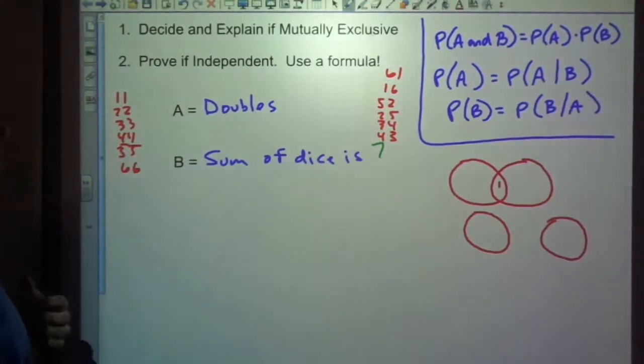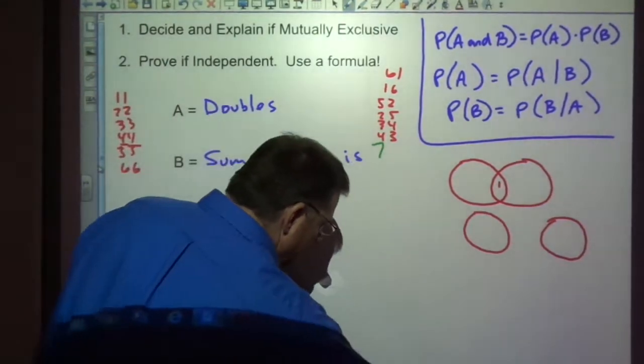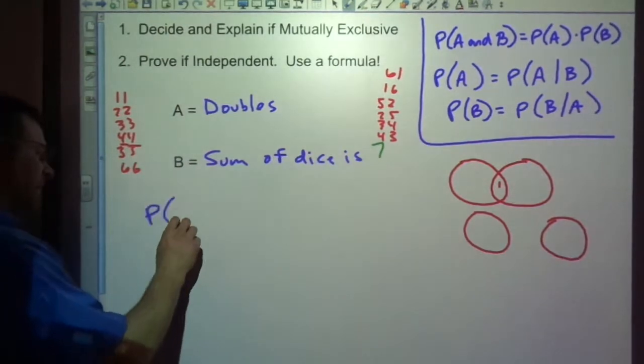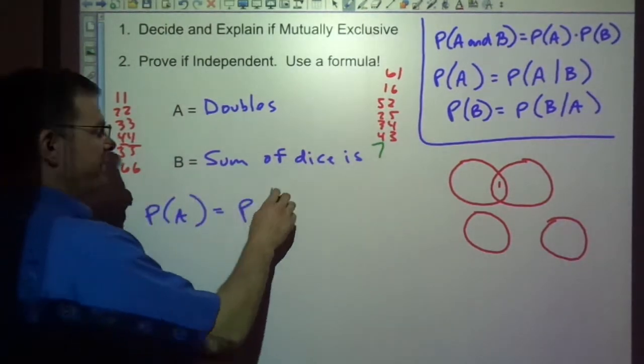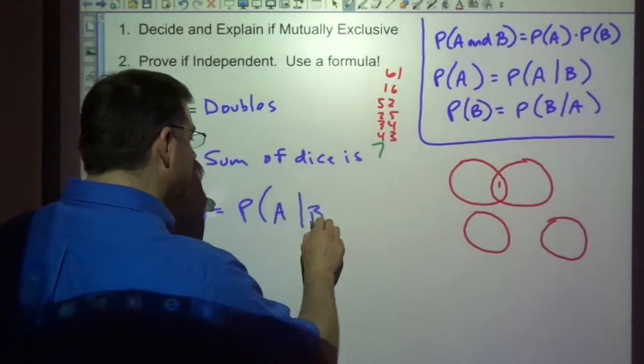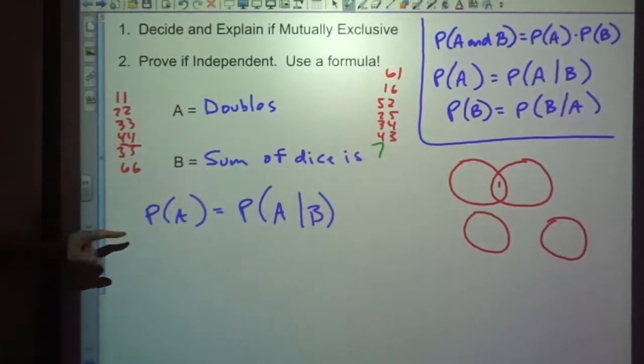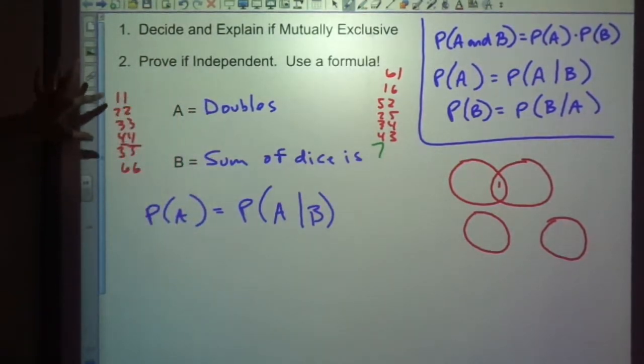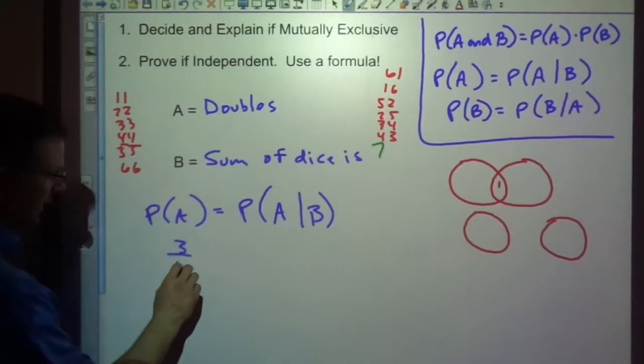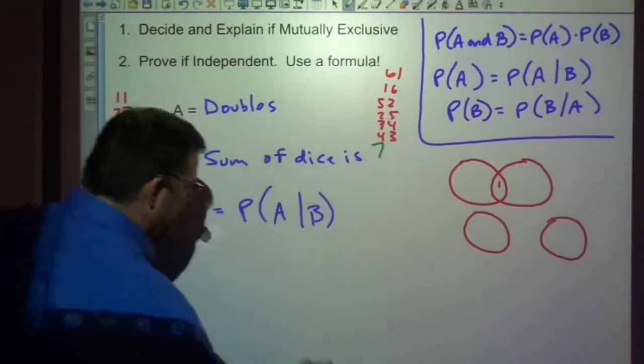Now we want to consider independence. Probability of A. Probability of A given B. Well, this one is easy. There are 6 rolls that are doubles, so there's 6 out of the 36 rolls.